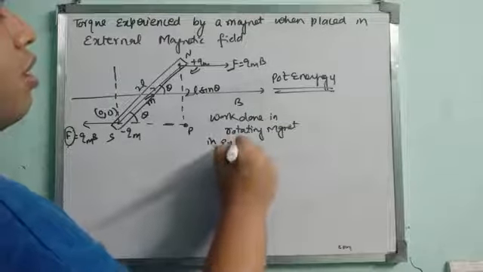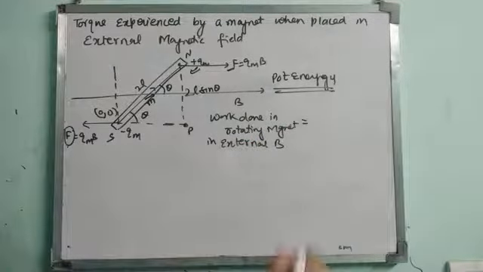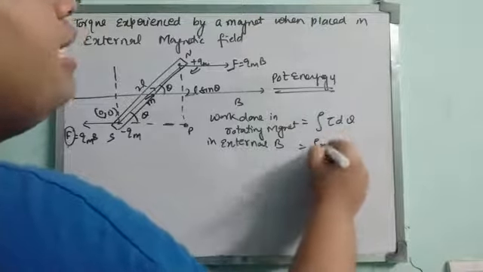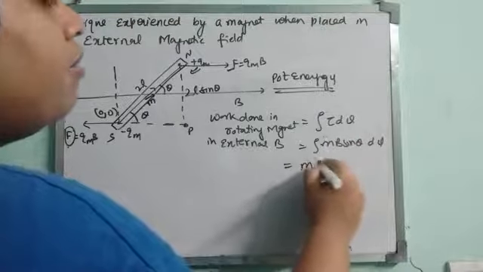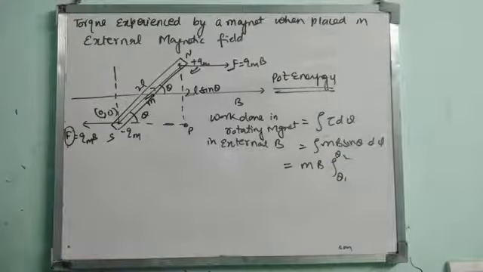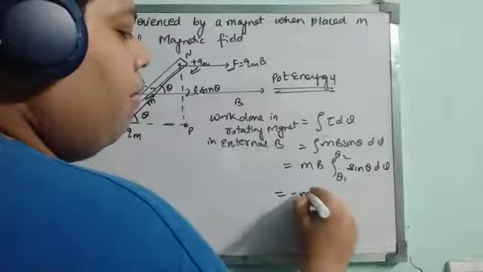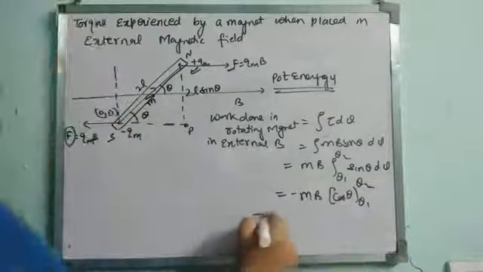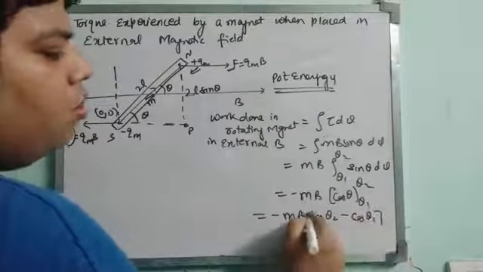in an external magnetic field will be equal to how much? Integral of tau d theta. Torque is equal to mb sin theta here, d theta. Taking mb common, putting the limits, suppose theta 1 is the initial angle and theta 2 is the final angle, it will become integral of sin theta d theta. It will become minus mb cos theta from theta 1 to theta 2. This will be equal to minus mb into cos theta 2 minus cos theta 1.